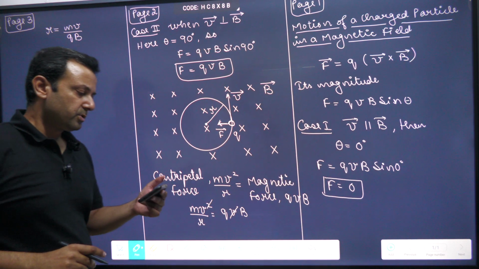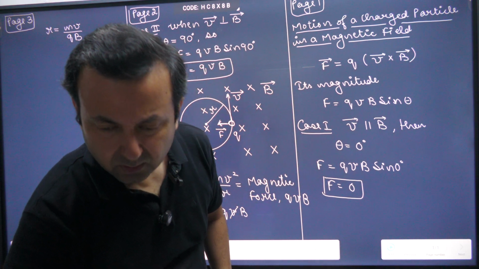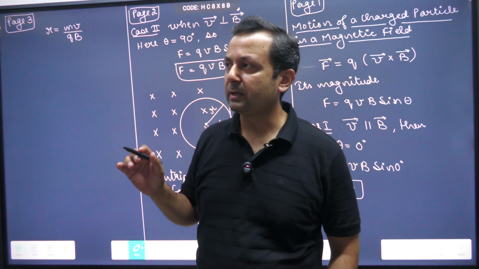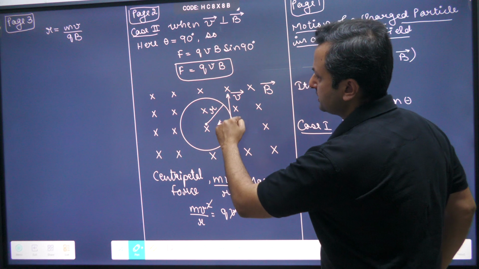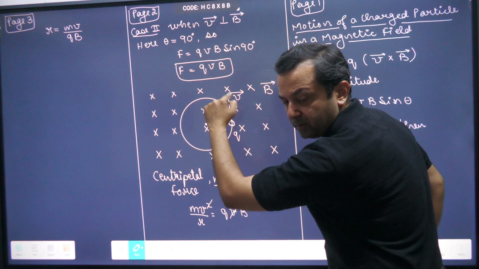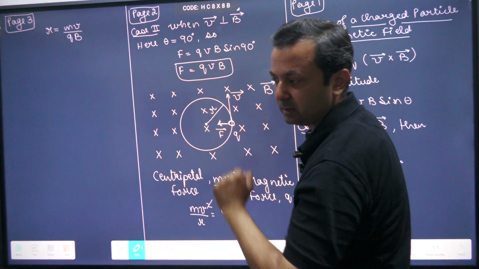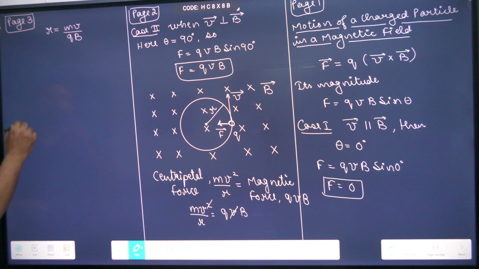Now, period of revolution is equal to circumference upon speed. What is period of revolution? Period of revolution means the time which this charge takes to complete one round. That is called time period. So, period of revolution or time period is the same thing.